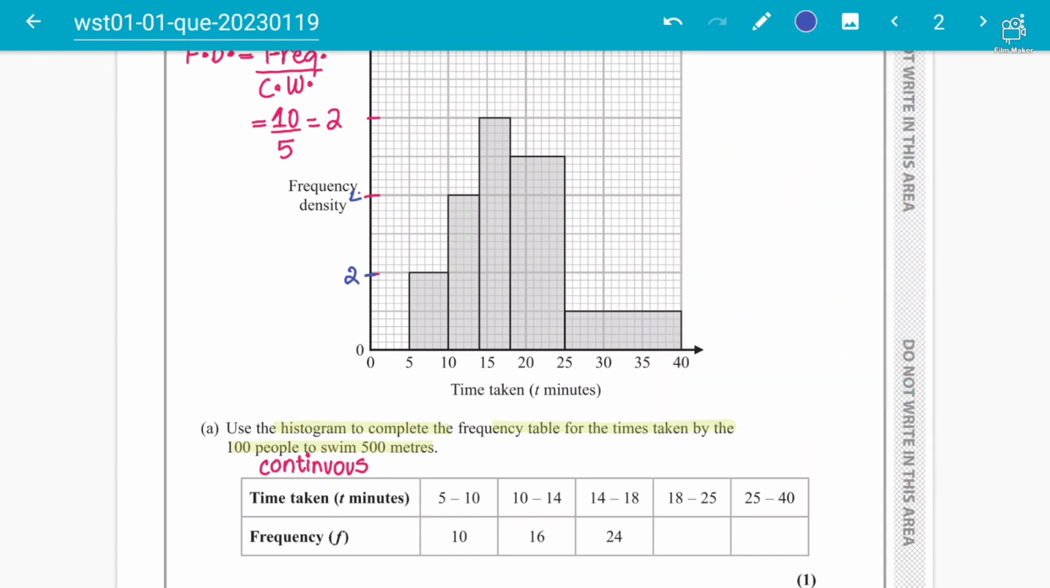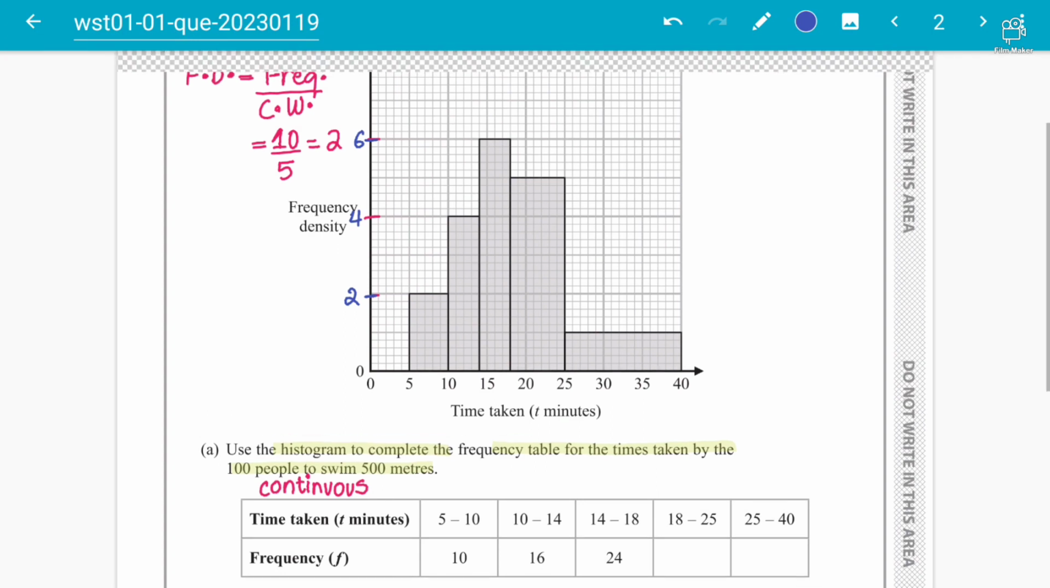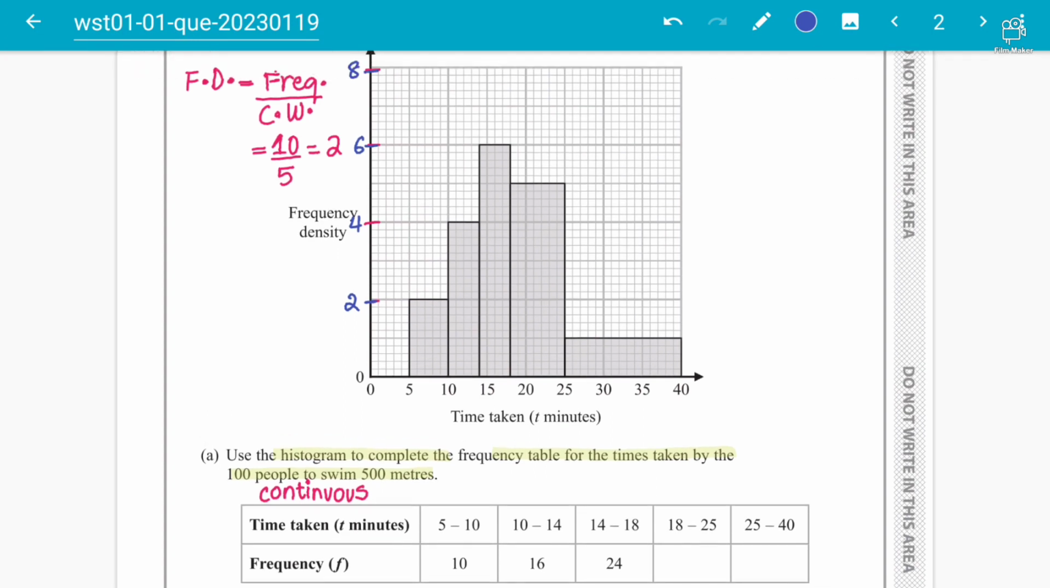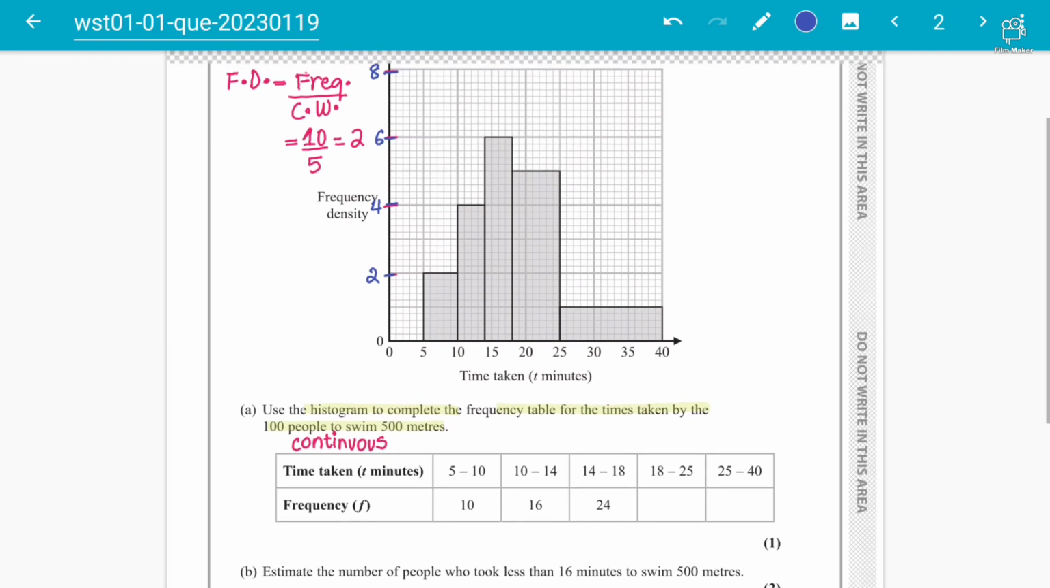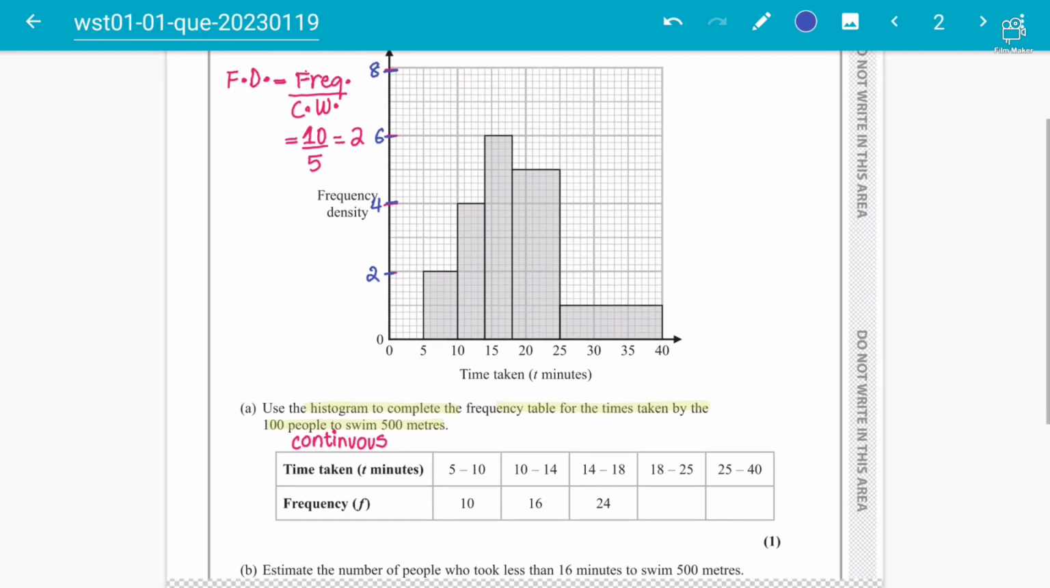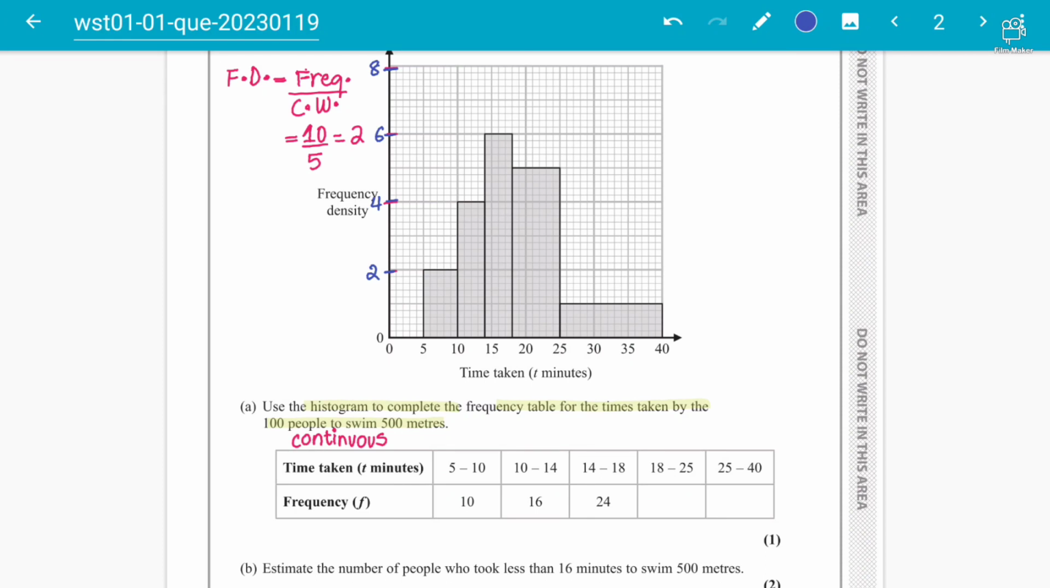This is going to be 4, this is going to be 6, and this is going to be 8. That is the frequency density: 2, 4, 6 and 8. We got the frequency density as 2 and the class width as 5.